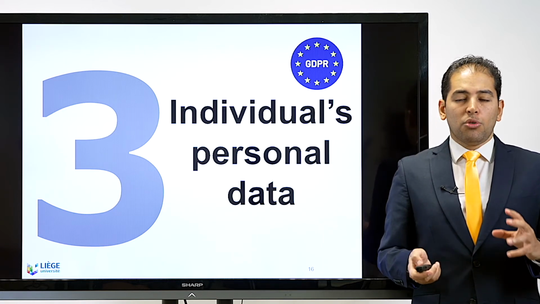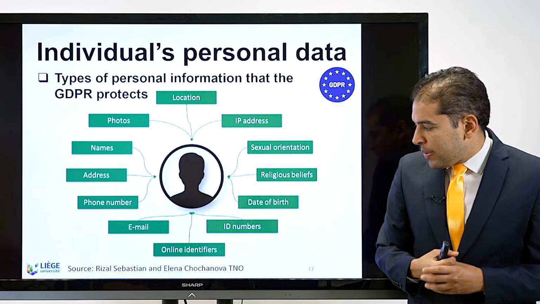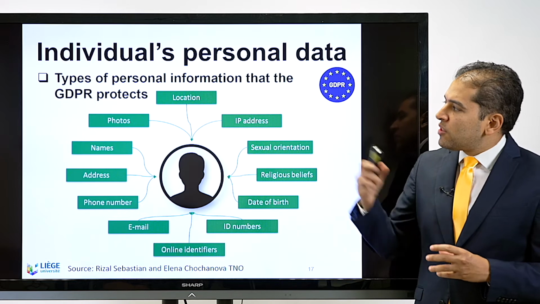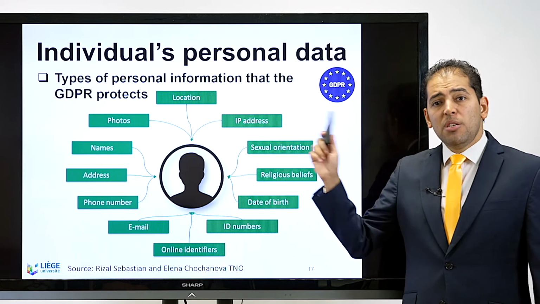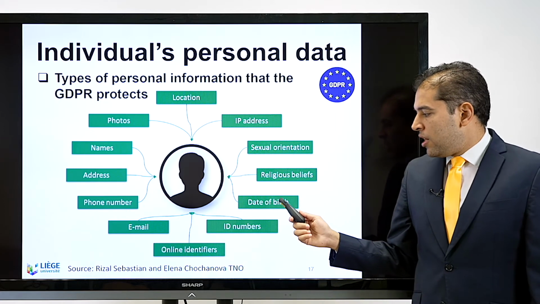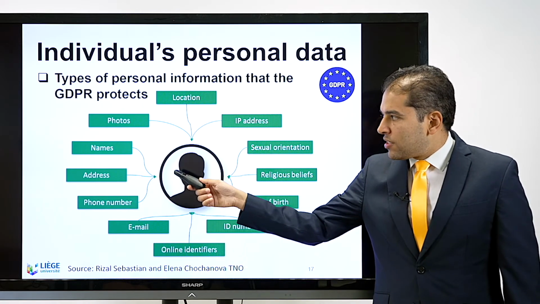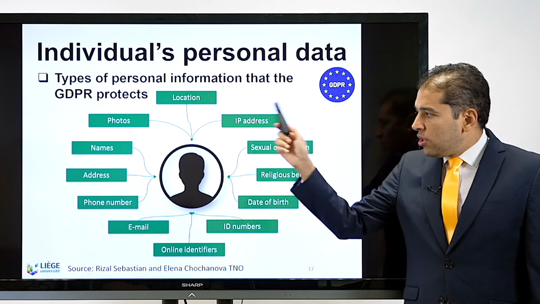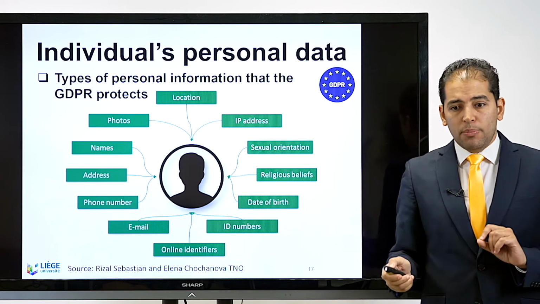Now let's move to a third aspect that is important here about personal data and how we should treat and collect it. Well, according to Rizal, Sebastian and Elena Shokanova at TNO in the Netherlands, there are different types of personal information that the GDPR is protecting. First of all, the IP address. Even the IP must be protected. The location, sexual orientation, religious beliefs, date of birth, ID numbers, online identifiers, emails, phone numbers, addresses, names, photos, even if you have a picture of the car, even if you have a picture of the face. All this information associated with a person needs to be protected. So it's very important to look at that.